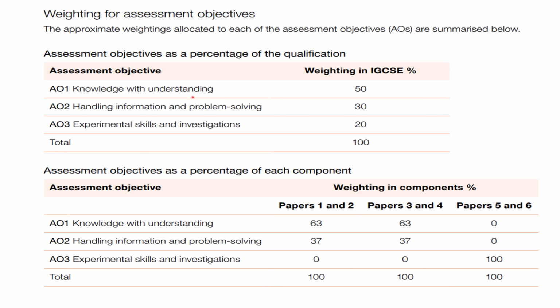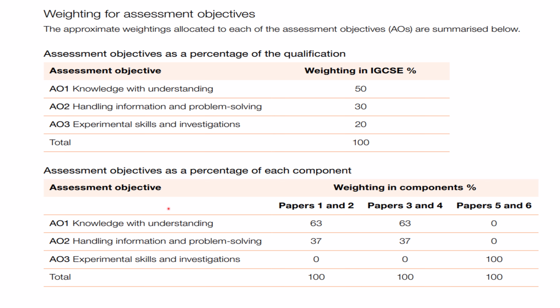Here is the weighting for assessment objectives. The approximate weightings allocated to each of the assessment objectives are summarized below. Here are the assessment objectives as a percentage of the qualification. Assessment Objective 1, which is knowledge with understanding, has 50% weightage. Assessment Objective 2, handling information and problem solving, 30% weightage. Assessment Objective 3, experimental skills and investigation, the weightage is 20%, and altogether 100%.